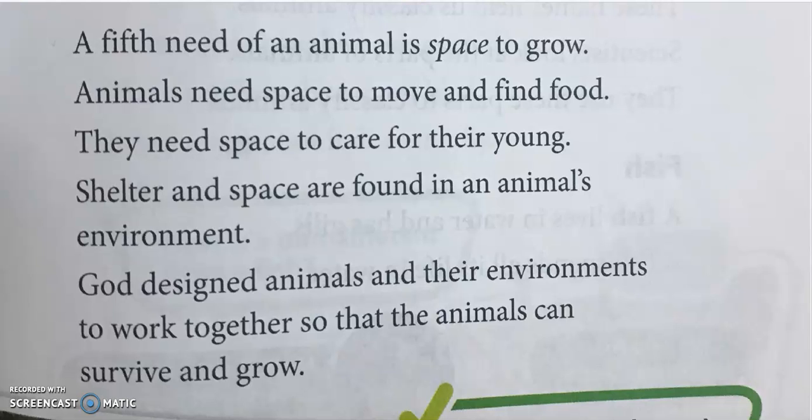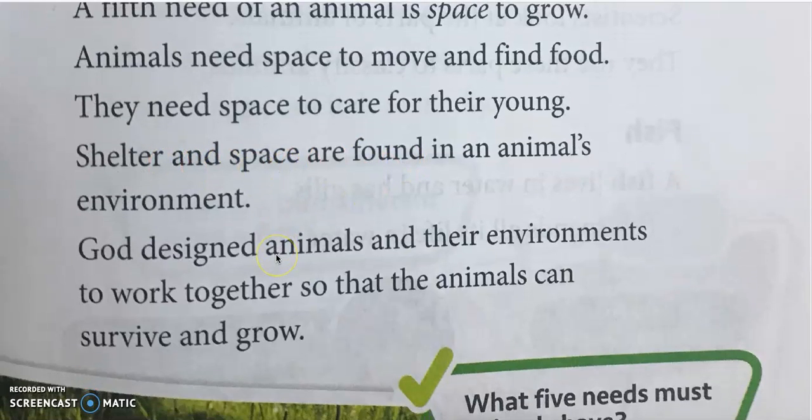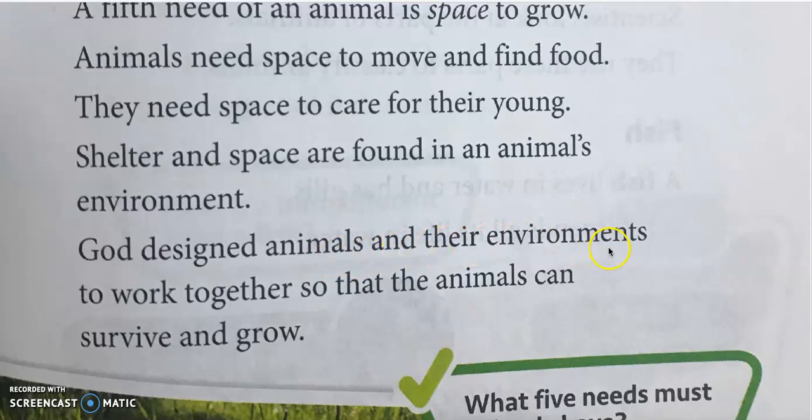Okay, so first graders will continue to talk about the needs of animals. So the last need of an animal is space to grow. Animals need space to move and find food. They need space to care for their young. Shelter and space are found in an animal's environment. God designed animals and their environments to work together so that the animals can survive and grow.